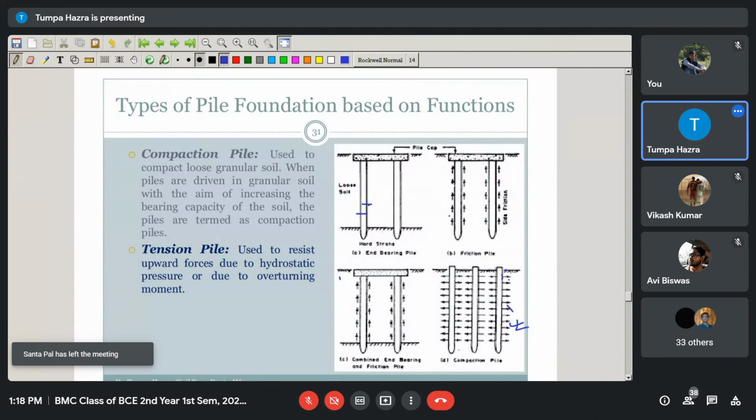They are used to compact loose granular soils. Whenever the piles are driven through the granular soil, it will compact the adjacent granular soil, and therefore the bearing capacity of the soil will be increased. So these piles are not carrying any load. They are basically increasing the bearing capacity of the soil.